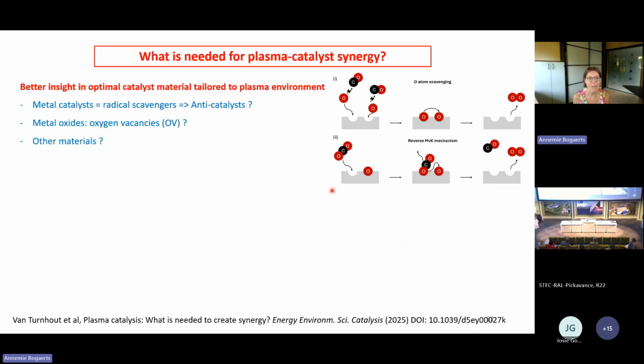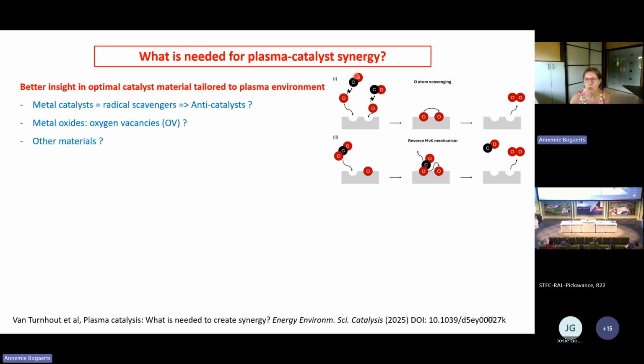First of all, there is a need for better insight in the optimal catalyst material tailored to the plasma environment. If metal catalysts might not be the best, maybe we need other catalysts. The question is, would metal oxides do better? There are some papers that show that oxygen vacancies are beneficial. This is shown in this scheme here.